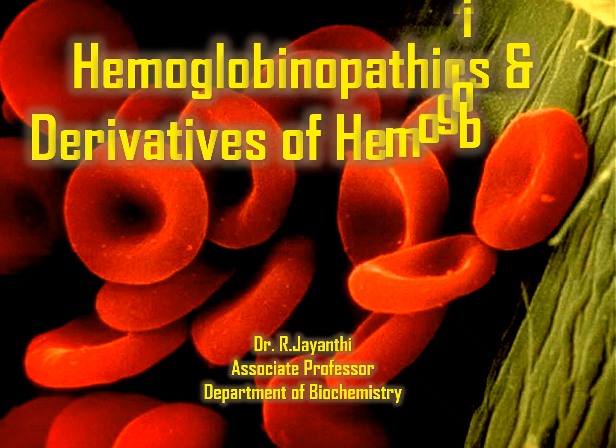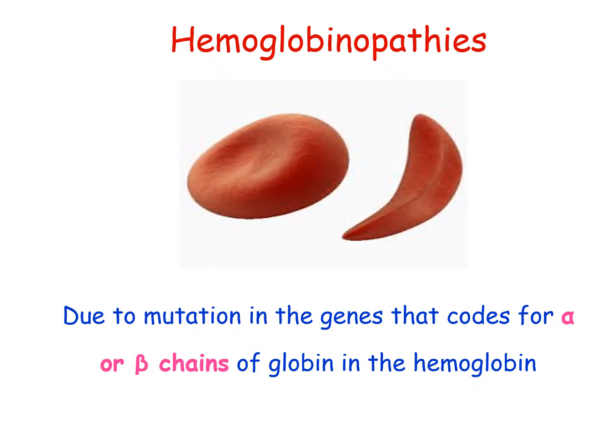As it is a very important topic, watch till the end. So hemoglobinopathies and derivatives we are going to see. First, hemoglobinopathies. Due to mutation in the genes that code for alpha or beta chain of globin in the hemoglobin, some disorders may happen.